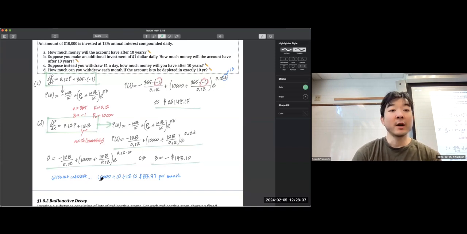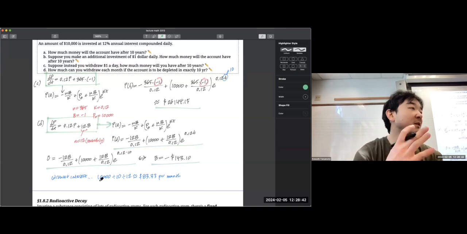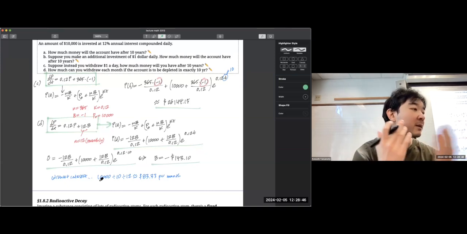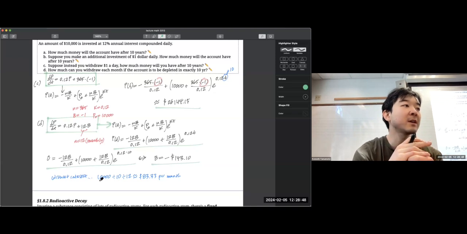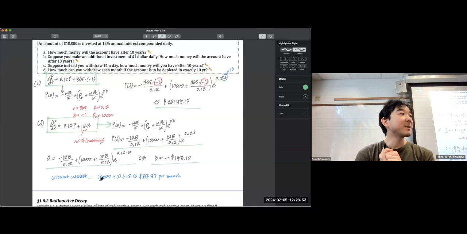So that's it for exponential growth models. It's just the bacteria population thing, and there are many other applications that I could have used, but I decided to do finance stuff. Any questions about that?